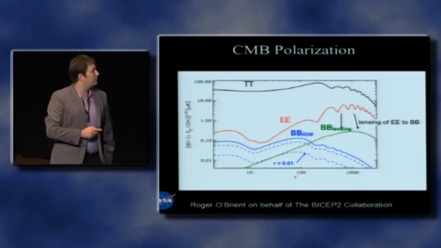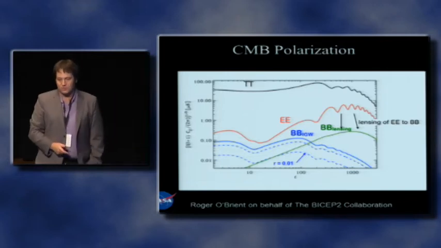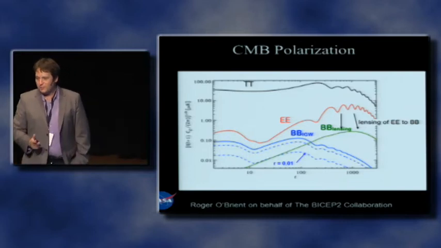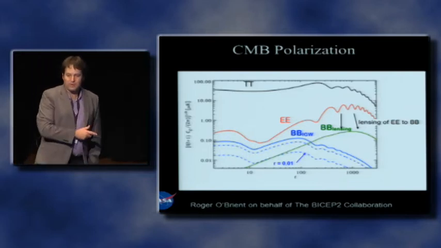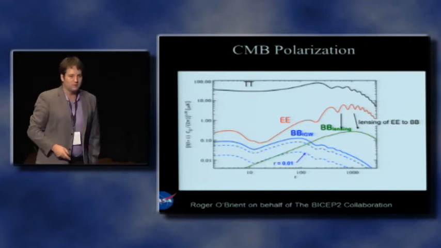And there's two crucial features here. One is that this is peaking at the degree angular scale, about 2 degrees, which is huge on the sky. The full moon is like a half degree, so you don't need a lot of resolving power to see this, but you do need sensitivity because it's down by a number of orders of magnitude from temperature.